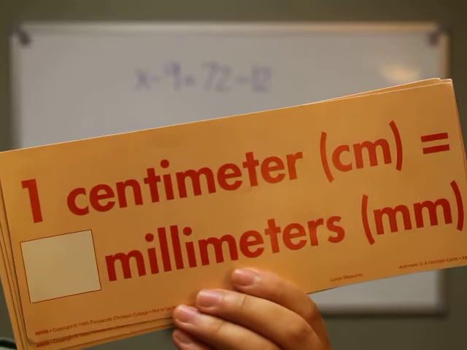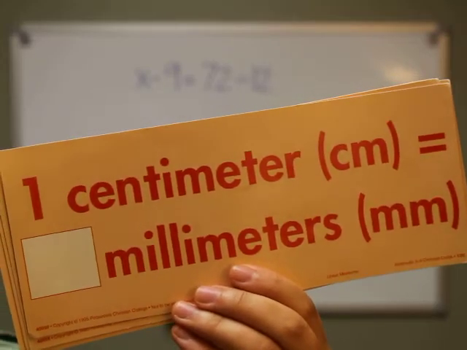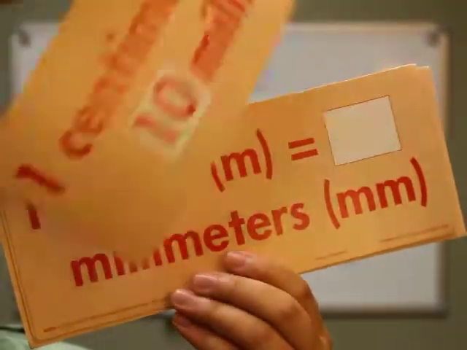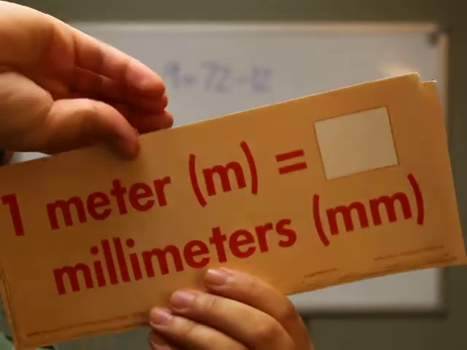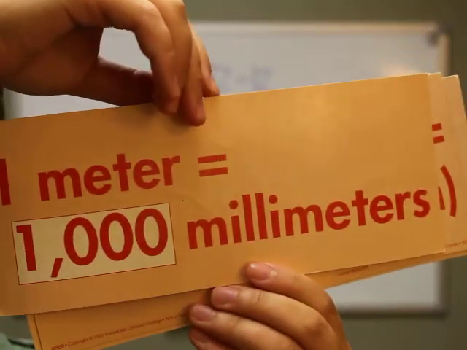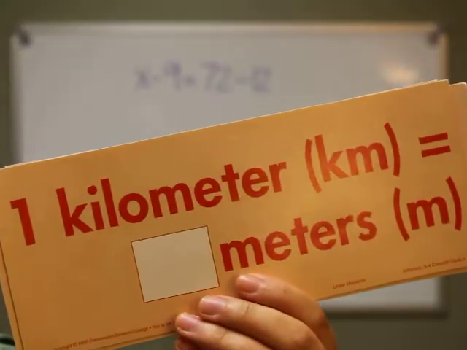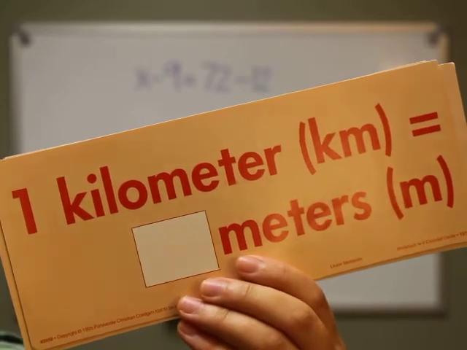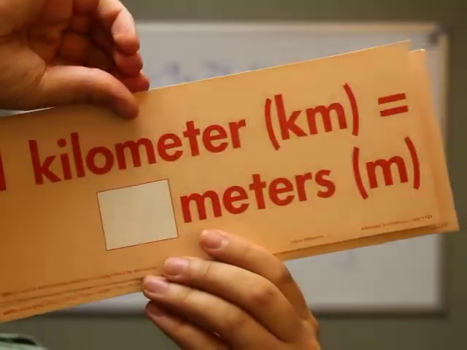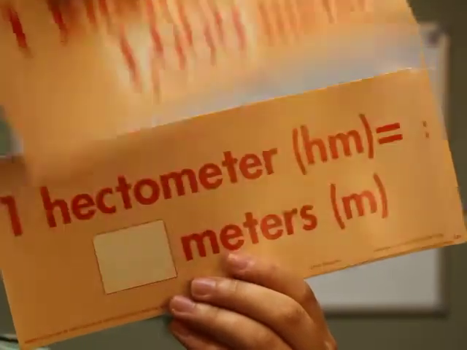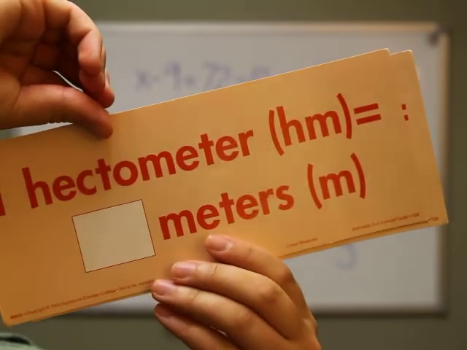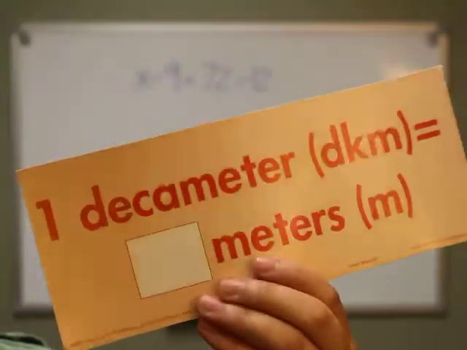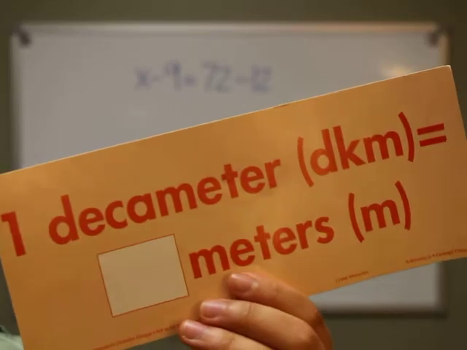100. How many millimeters are in a centimeter? 10. How many millimeters are in a meter? 1,000. How many meters are in a kilometer? 1,000. How many meters are in a hectometer? 100. And how many meters are in a decameter? 10.